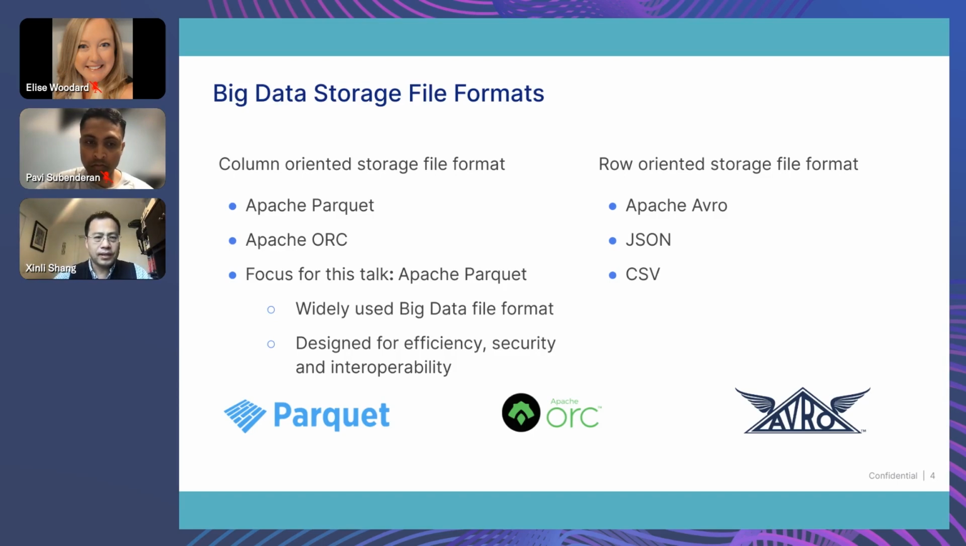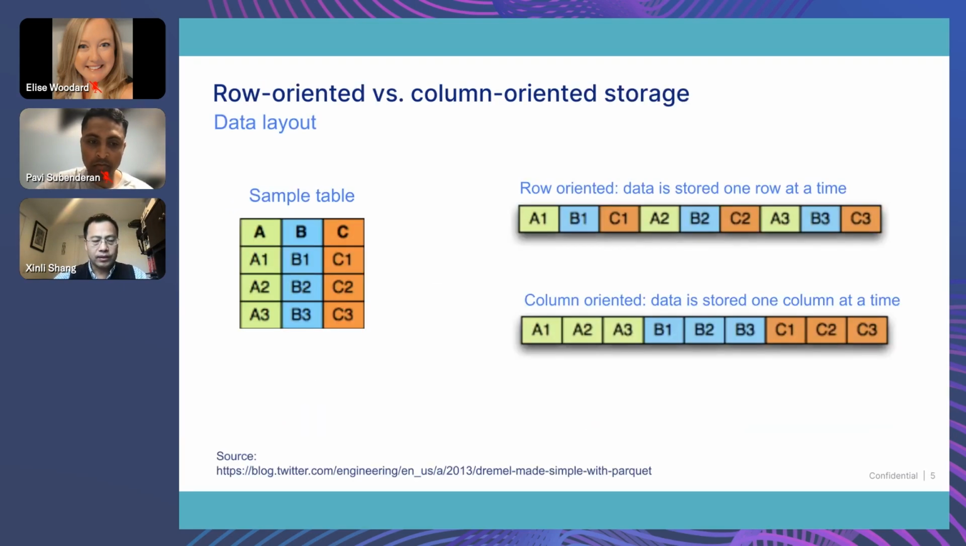Let's start with the big data storage file format. In the big data world, basically there are two categories of file format, column-oriented storage file format and row-oriented. Apache Parquet and Apache ORC are the two major file formats for column-oriented. On the row level, there are a few like Apache Avro, JSON, CSV. So today we are focusing on Apache Parquet.